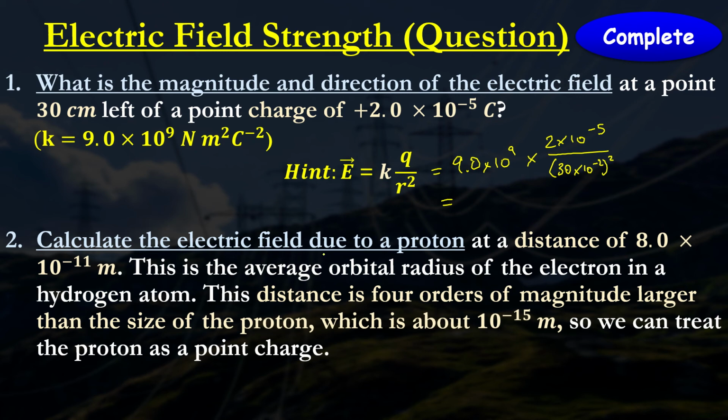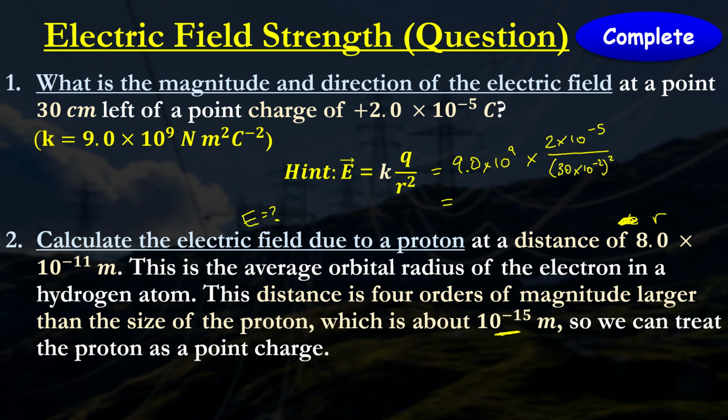Question 2 says calculate the electric field due to a proton. So we're trying to find E at a distance of 8 there. This is the separation we have. This is the average orbital radius, so R is what we're going to use. This distance is 4 orders of magnitude larger than the size of the proton, which is about 10 to the power minus 15, so we can treat the proton as a point charge.